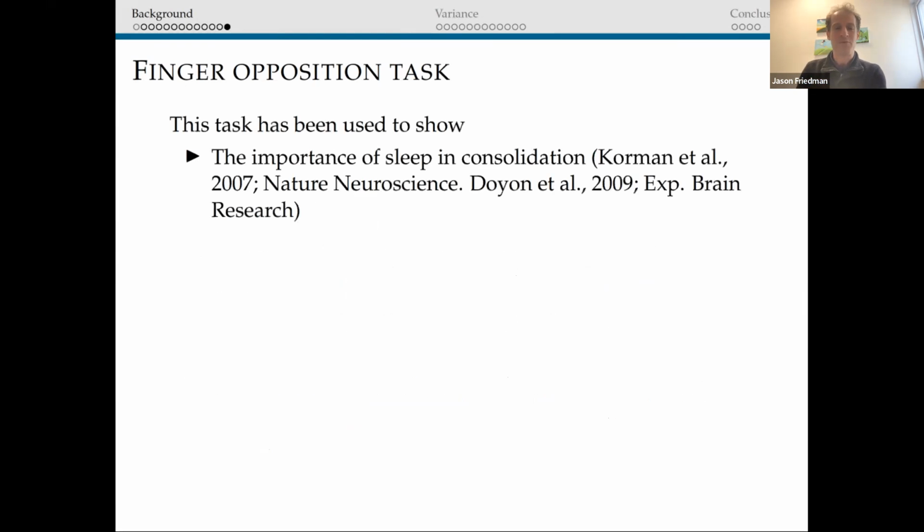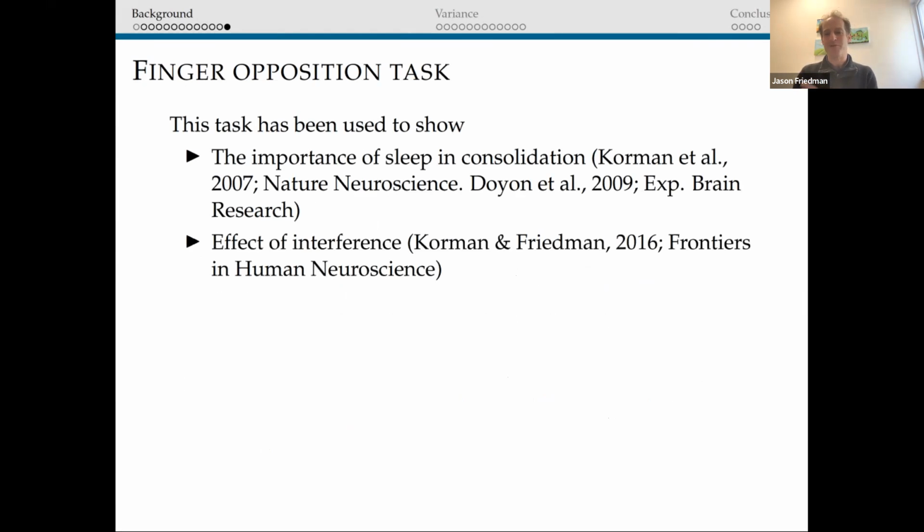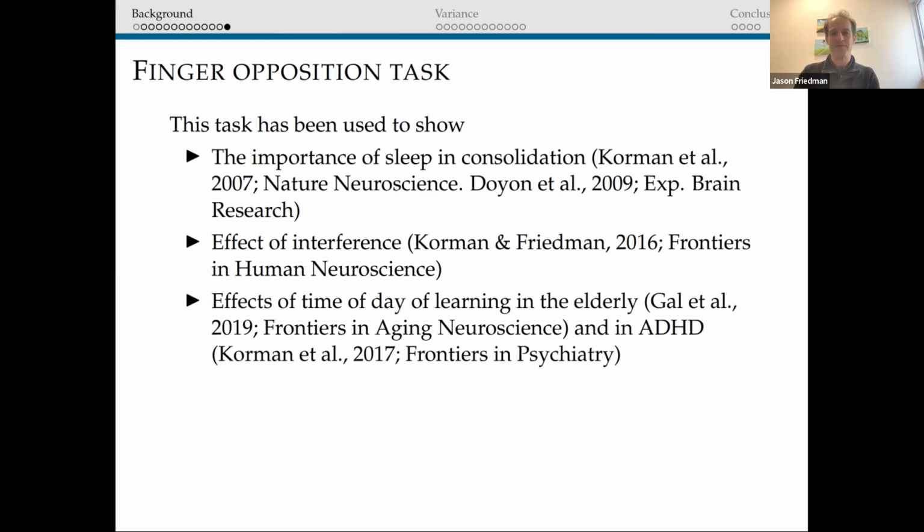We use this task because it's been used so many times in the past, and we know that it's easy for people to learn. It's been used to show many interesting findings. For example, the importance of sleep consolidation, the effect of interference from a study we ran a few years ago, that if you learn a different task immediately after learning the first one, it ruins the consolidation of the first task. The effects of time of day of learning in elderly people and ADHD.